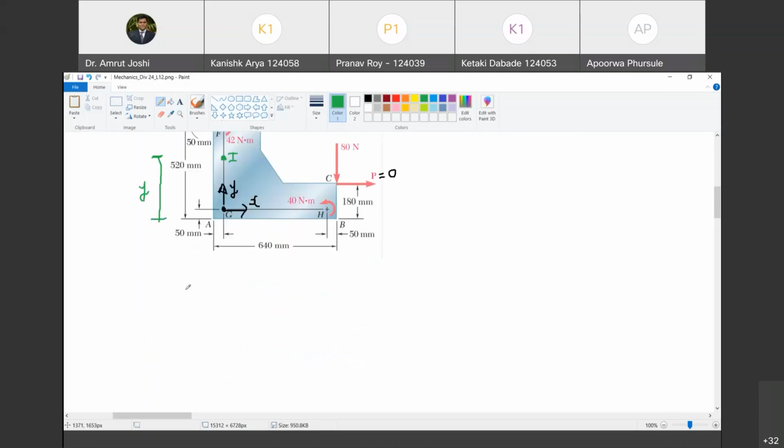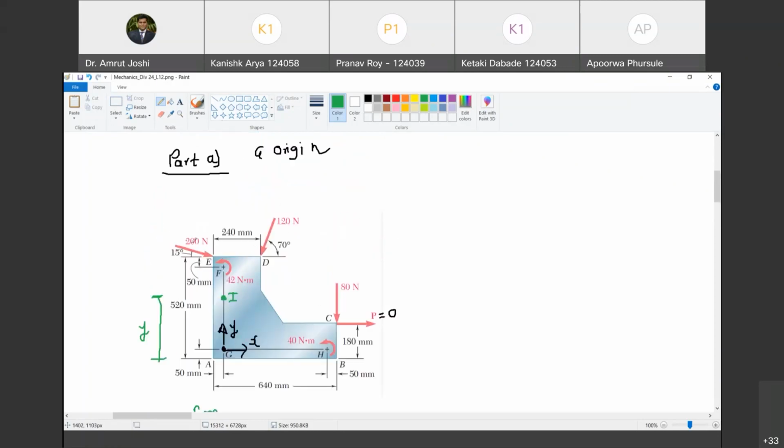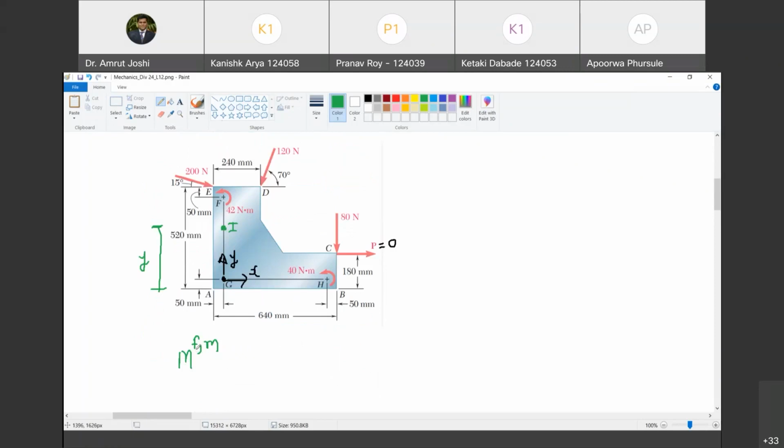So what is the characteristic of point I? Moment of all the forces as well as couple moments that are acting on the body. Here the forces are 200, 120, 80. Are you with me? These are the forces. Yes, sir. And what are the moments? Moments are 42 Newton meter and 40 Newton meter. Happy? Yes, sir. So the moment of all the forces and moments at point I must vanish. This is our condition. Do you agree with me? Yes, sir.